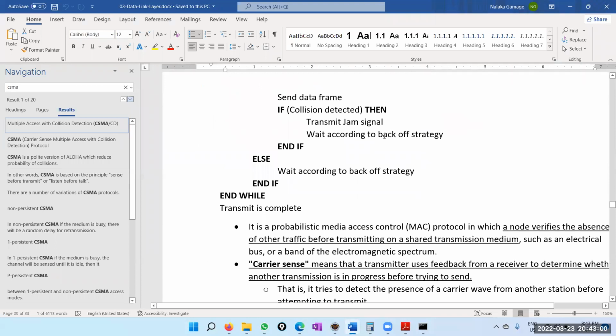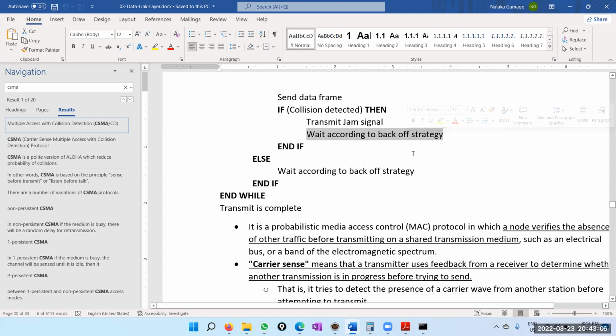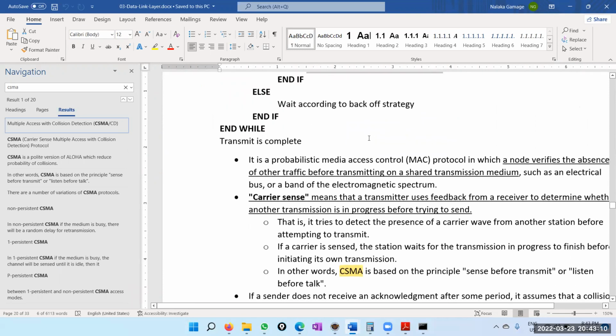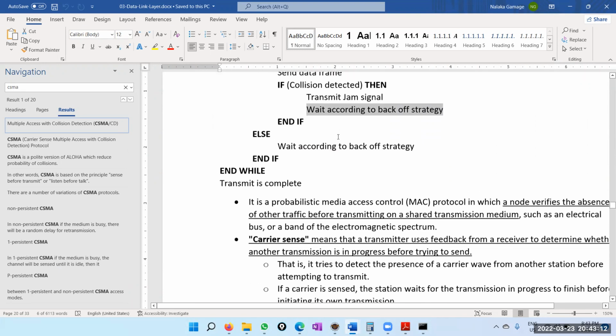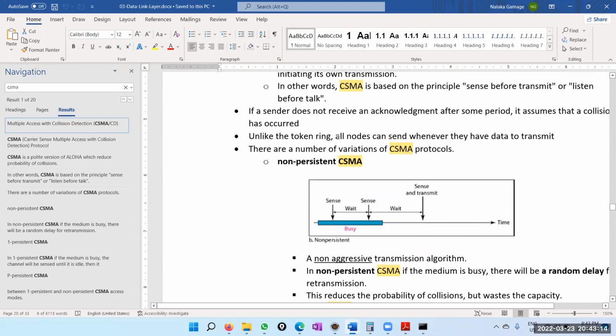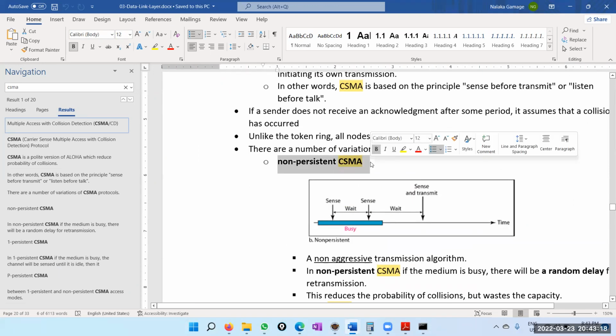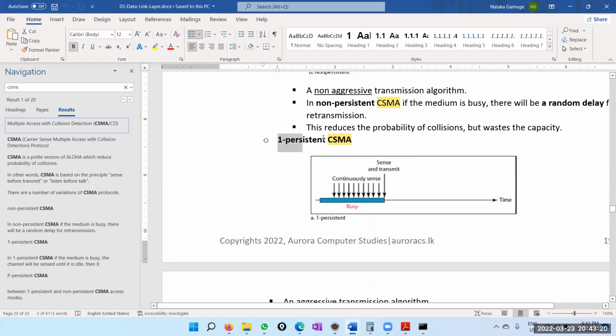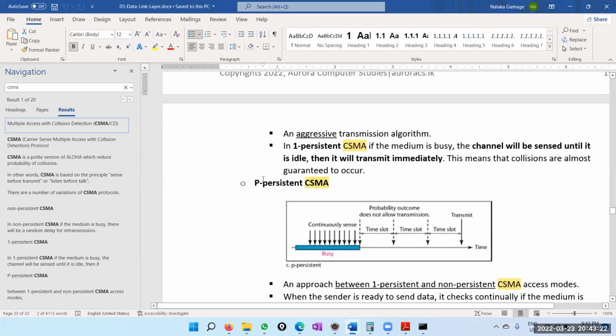You can see, yes, we have used that word, wait according to the back off strategy, right? Because the whole syllabus mentioned that word very specifically. So we have to wait according to the back off strategy. What are the back off strategies, right? So these are the back off strategies: non-persistent, one-persistent and p-persistent.